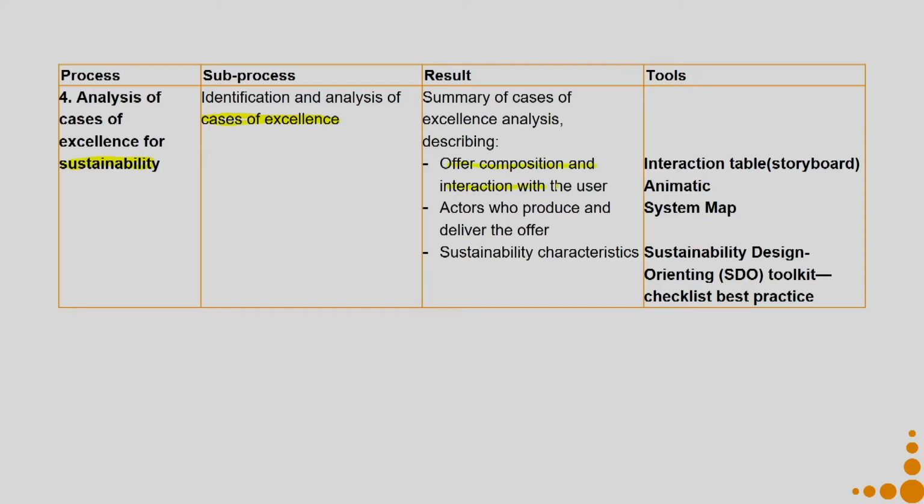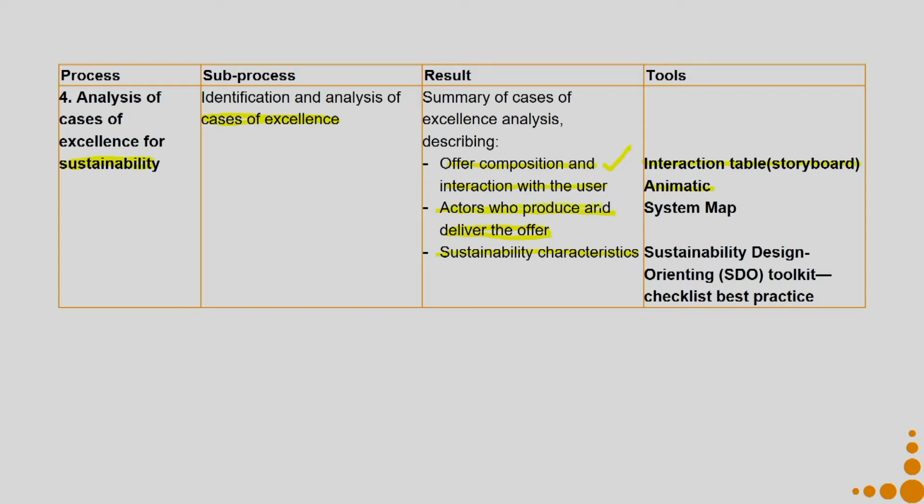First I will try to identify what is the offer composition and the interaction with the users of that particular offer, actors who produce and deliver the offer, and then we try to understand the sustainability characteristics. So how do we try to understand the first one, which is offer composition and interaction with the user? We make something called an interaction table or storyboard or animatic. In animatic, what we try to do is create an audio visual clip of the particular interaction or the particular offering which explains that. In case that is not a possibility, you can create an interaction storyboard. We will see what an interaction storyboard is.